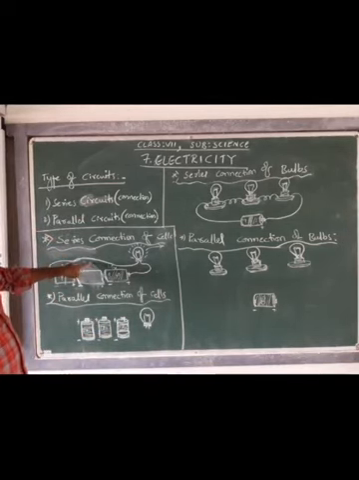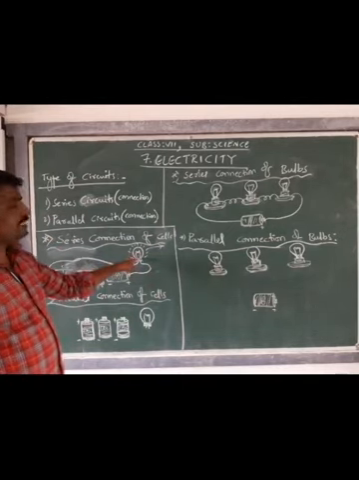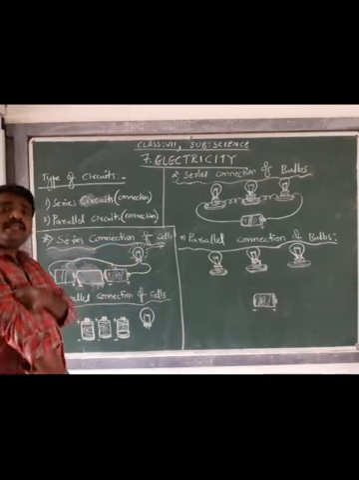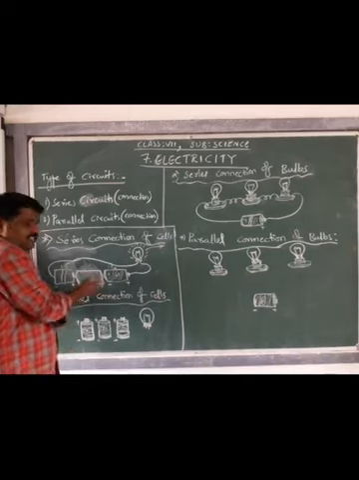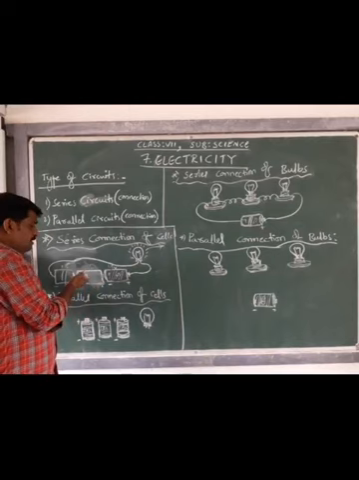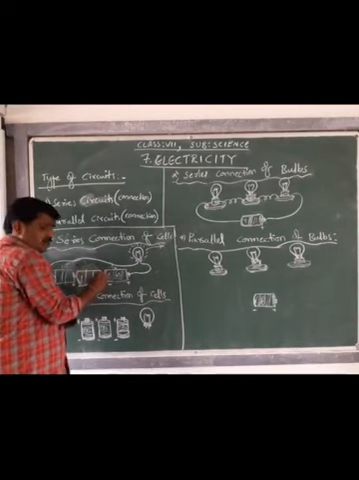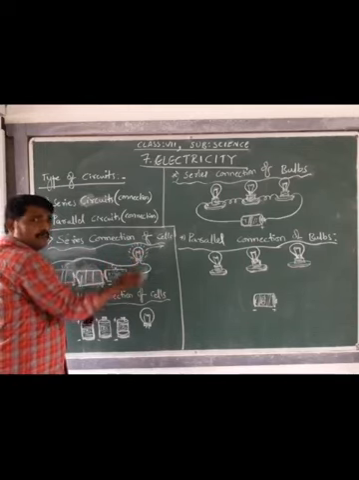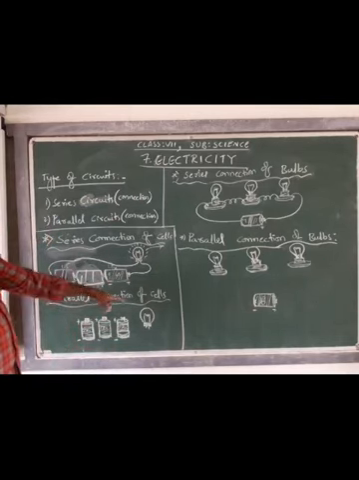I hope you understood what a series connection is and what the advantages and disadvantages are. The advantage is that the voltage supplied to the device will be the sum of the voltages of the cells. The disadvantage is that if any one of the cells has failed or is not functioning properly, or if the connection is not proper, then the total circuit will become open and the bulb will not glow. Now let's see what a parallel connection is.